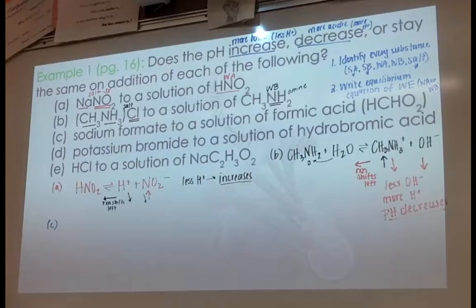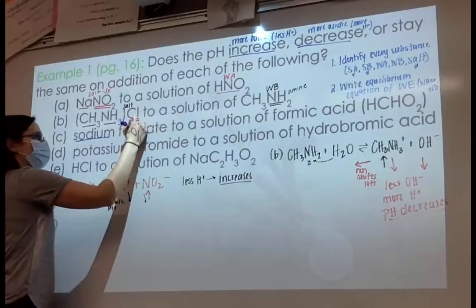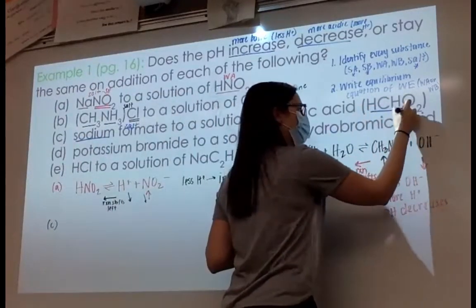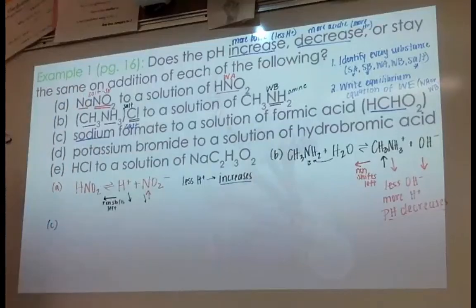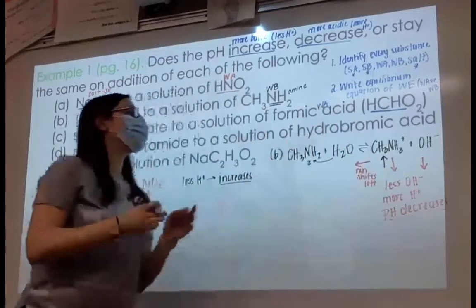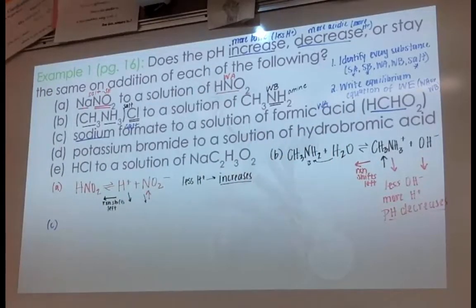Sodium formate is added to a solution of formic acid. It starts with sodium here. Unless it's sodium hydroxide, sodium is probably going to be a salt. So this is our salt, sodium formate, added to a solution of formic acid. Here's our acid. That is not one of the 7 strong acids, so here's a weak acid. Start by writing the equilibrium of whatever is weak.